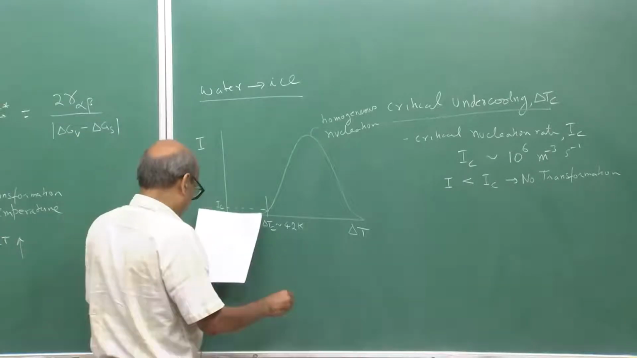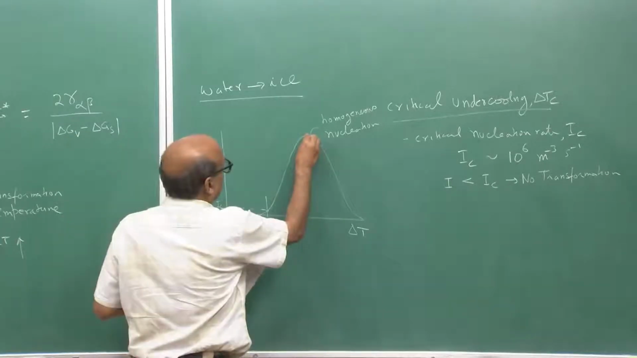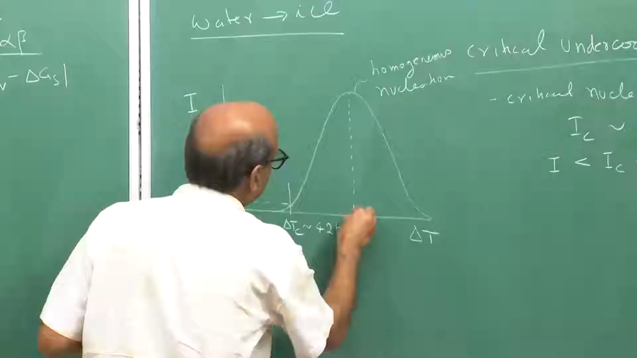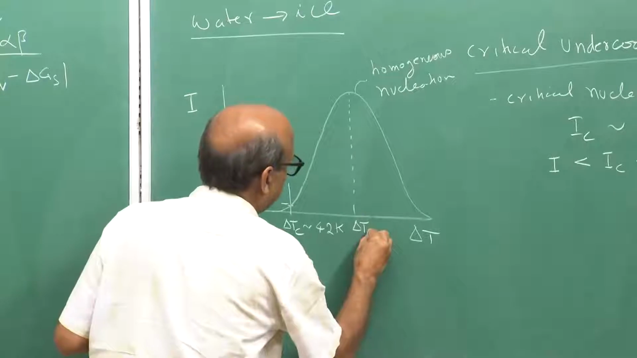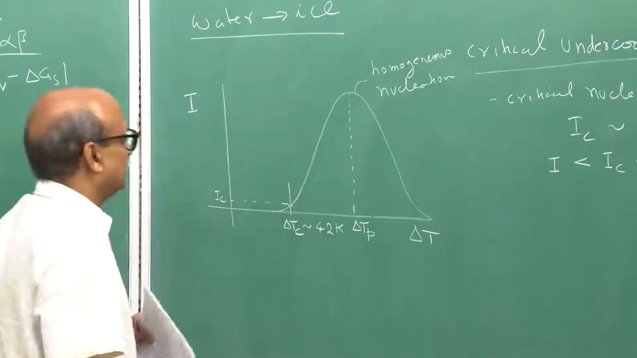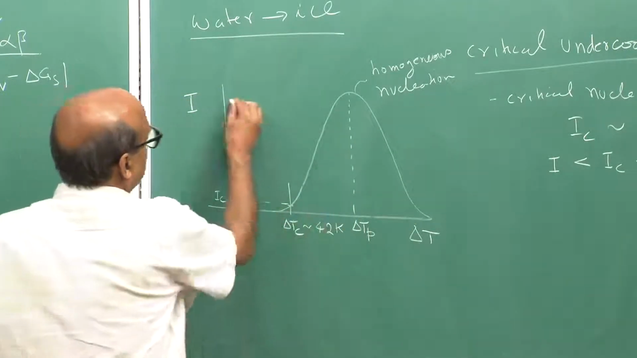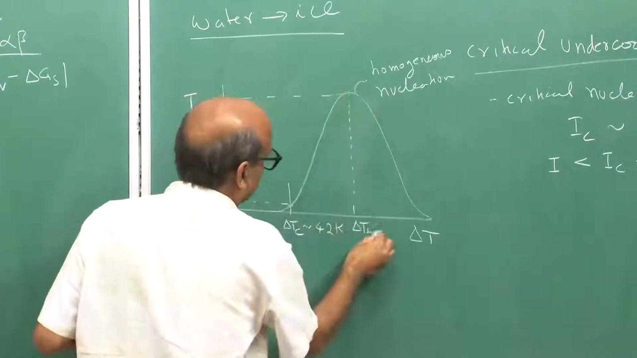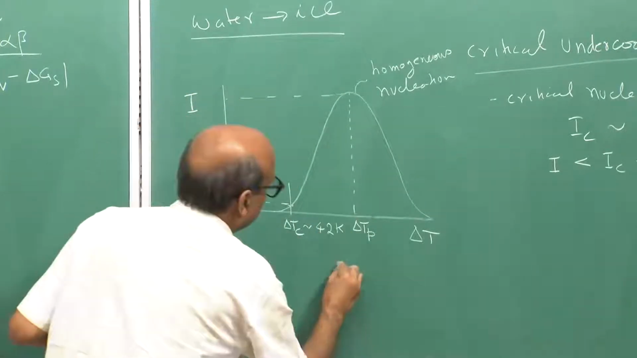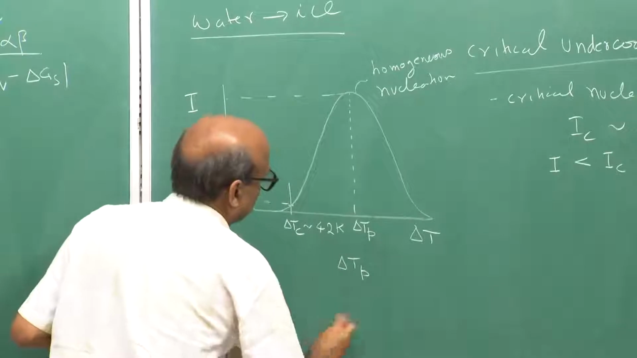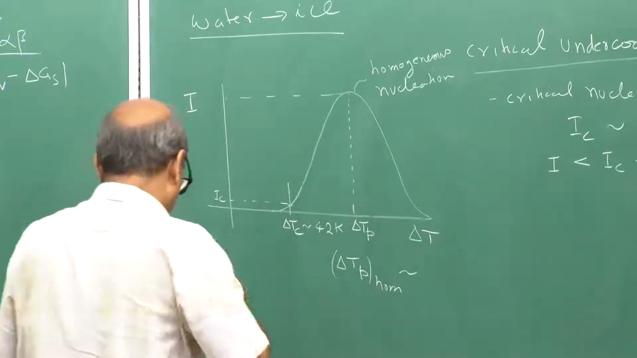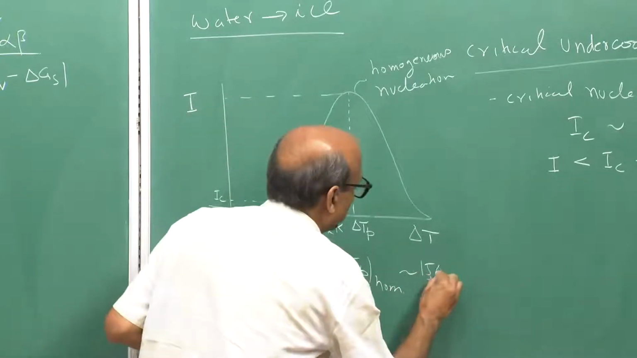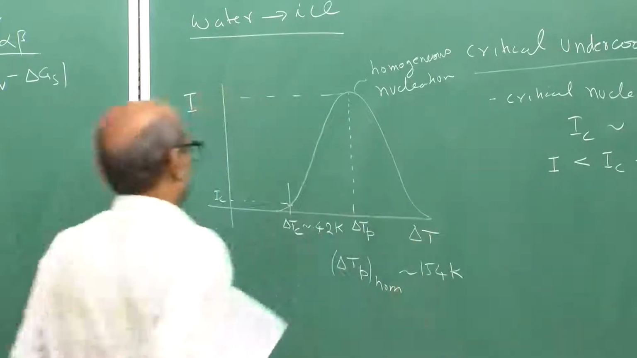We had also computed the peak, the highest nucleation rate, at what temperature that takes place. Let us call that as delta Tp. The peak in nucleation, at what undercooling that occurs, we found that delta Tp for homogeneous was of the order of 154 Kelvin.